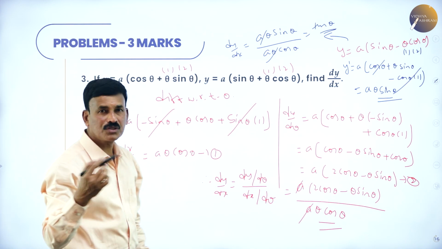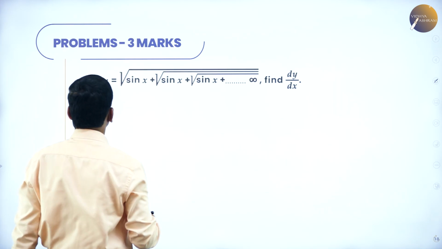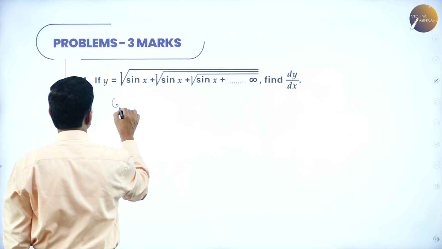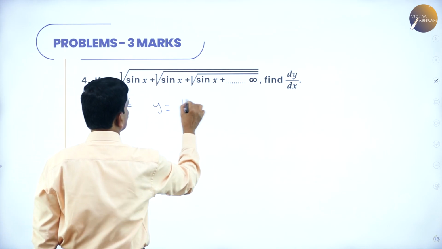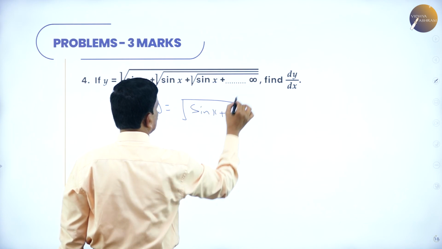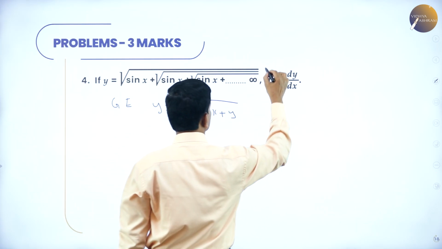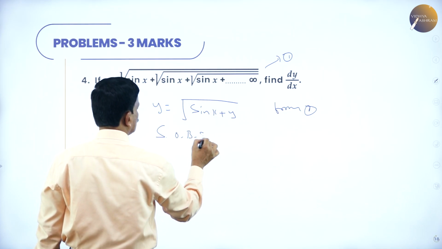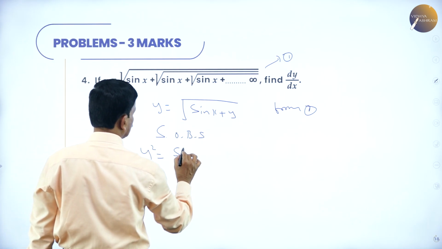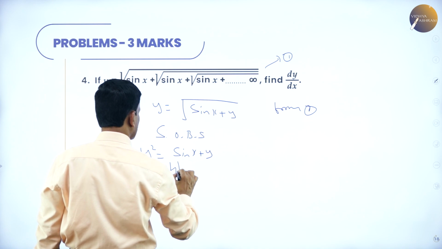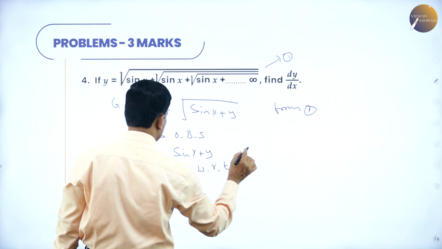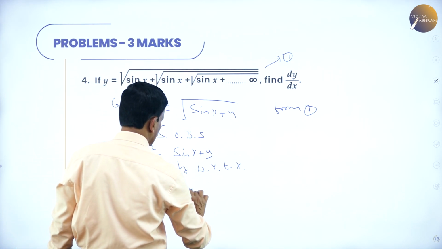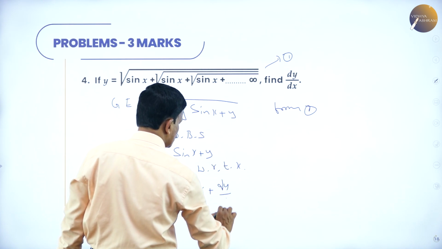Now move on to the last problem in this: y is equal to root of sin x plus root of sin x plus root of sin x, and so on up to infinity, find dy by dx. So the given equation can be written as y is equal to root of sin x plus the remaining, which is nothing but y, from equation number 1. Now squaring on both sides, the square and square root get cancelled, y square is equal to sin x plus y. Now I differentiate with respect to x. Differentiation of y square is 2y dy by dx, equal to differentiation of sin x, which is cos x, plus differentiation of y, which is dy by dx.